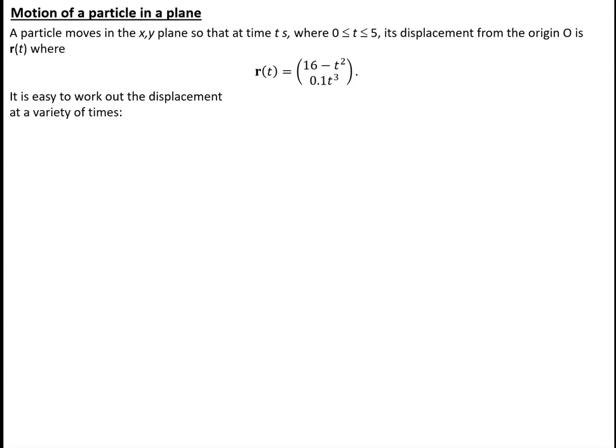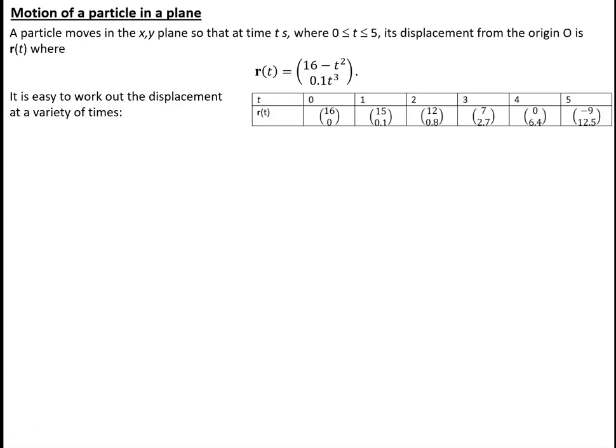So it's quite easy to work out the displacement of the particle at a variety of times. So for instance, we could work out the displacement at t equals 0, t equals 1, t equals 2, t equals 3, t equals 4 and t equals 5. So if, for example, when t is equal to 1, the x component of r is going to be 16 minus 1 squared, which is 15, and the y component of r is going to be 0.1 times 1 cubed, in other words 0.1.